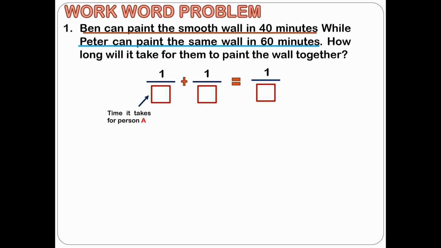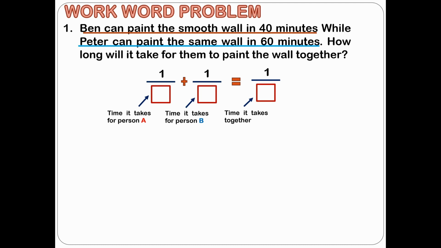The first box is the time it takes for person A. The second box is the time it takes for person B. And the third box is the time it takes for them together. In the problem, we have two persons involved. So the number of fractions in the left side must be 2. Let's say if the problem will involve 3 persons, the number of fractions in the left side must be 3.